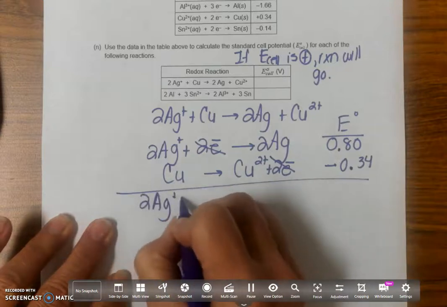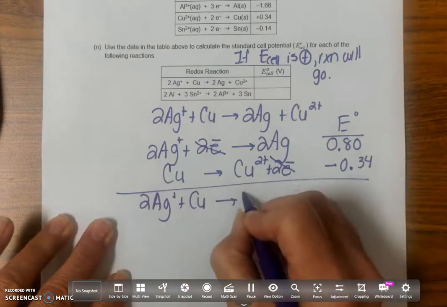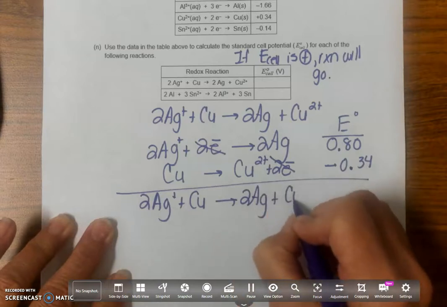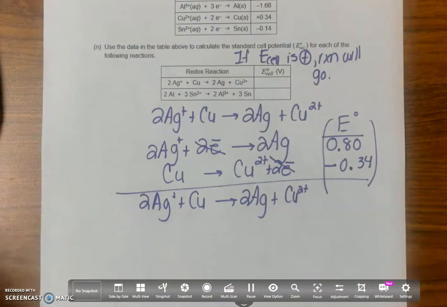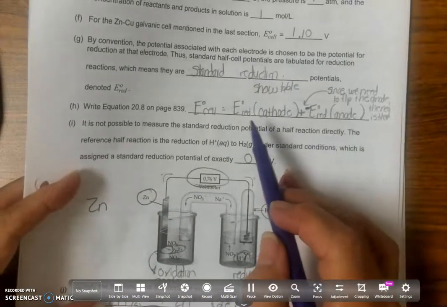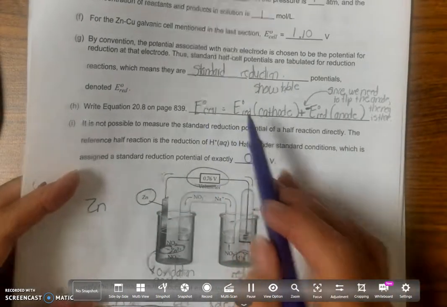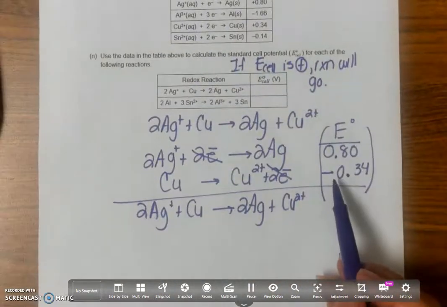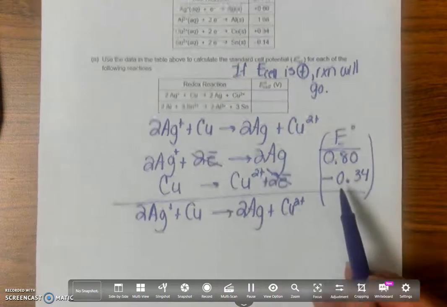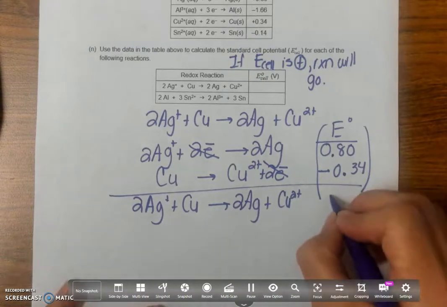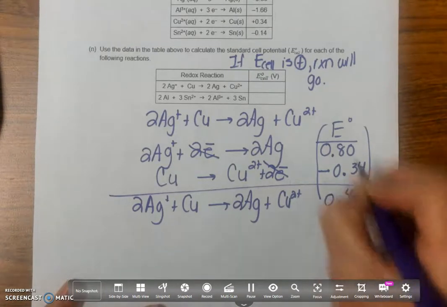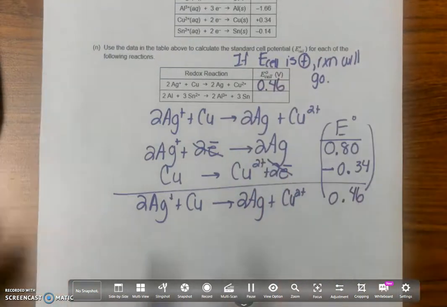So that when I add these two together, these cancel. 2 Ag+ plus Cu gives 2 Ag plus Cu2+. If you remember back here, I gave you this equation. I said E for the cell is going to be E for the reduction, there it is, plus the negative, there it is. We are adding the negative of this, right? And so that value turns out to be 0.46. Okay?